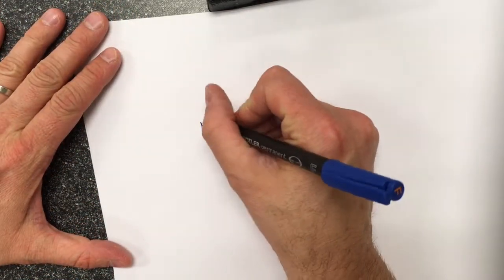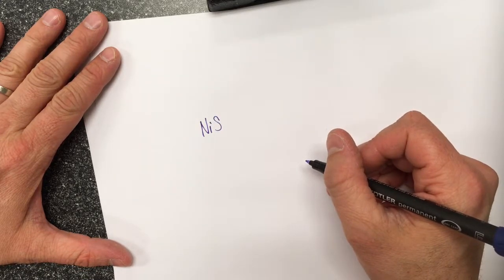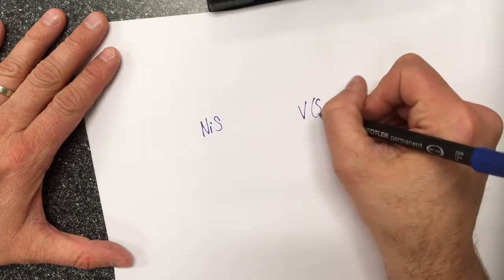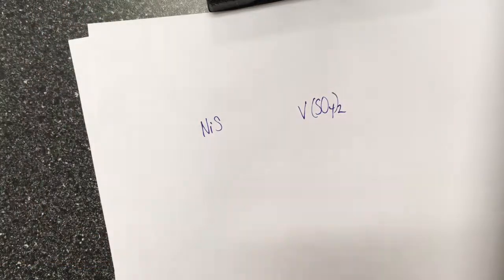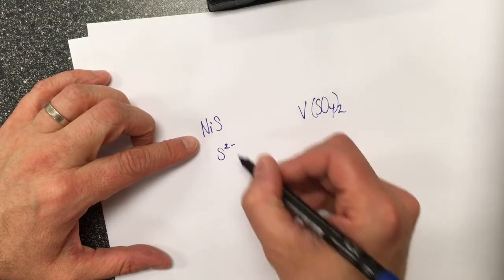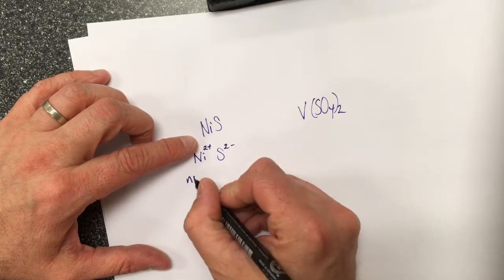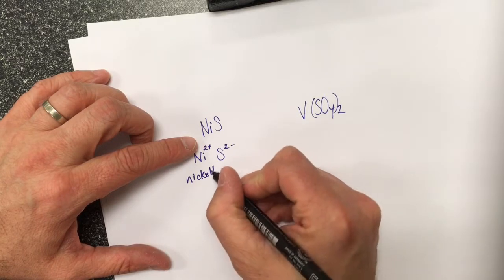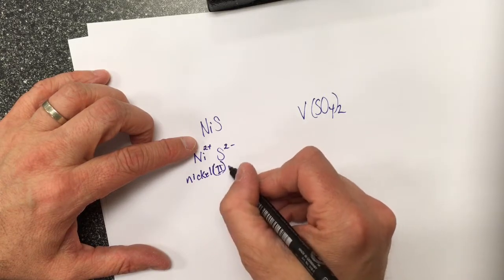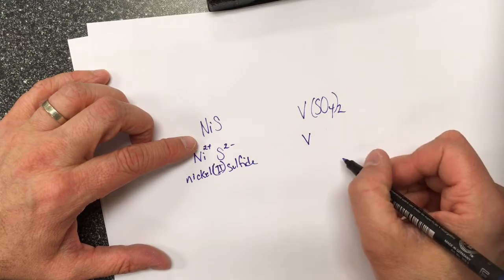So probably the hardest ones I can ask you would be something like this. NiS, or perhaps VSO4 2. These are really much more difficult. Now sulfide can only have a 2 negative charge. And I only have 1 nickel, so it has to have the same net positive charge. So this is a nickel 2 sulfide ionic compound. But over here I have 1 vanadium.